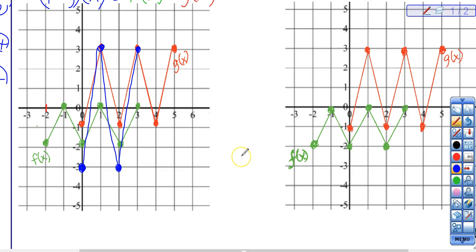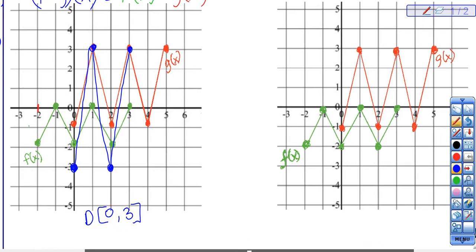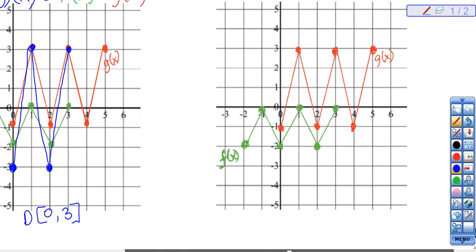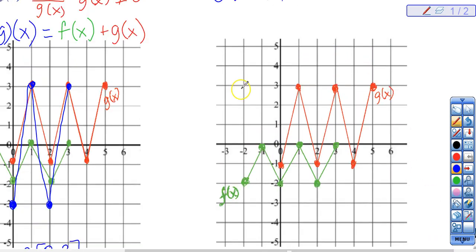So I'm hoping that the illustration shows that their domains have to be an intersection in order to add them. So let's identify the domain of our combined function. 0, 2, 3 closed. That's the only part of the two functions that I'm allowed to add because those are the only x's they have in common. All right, questions? Okay, then let's try this one.